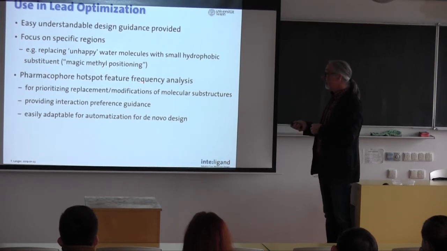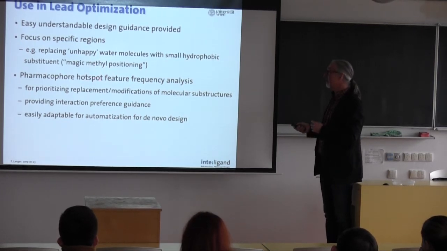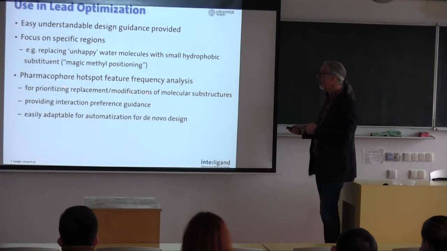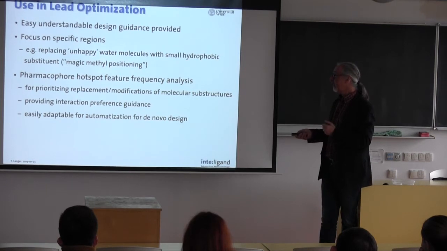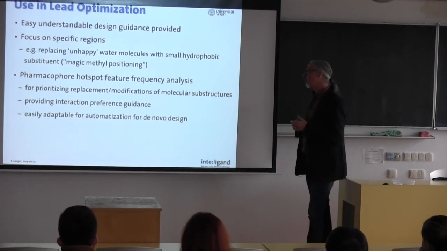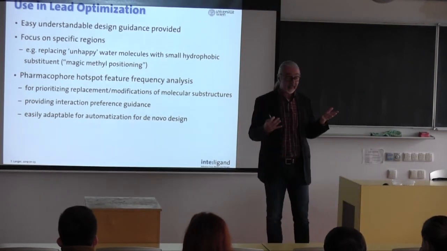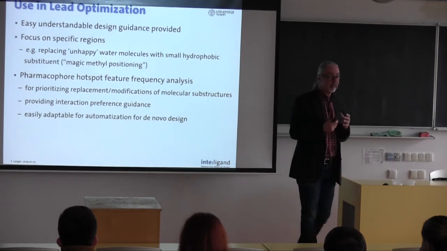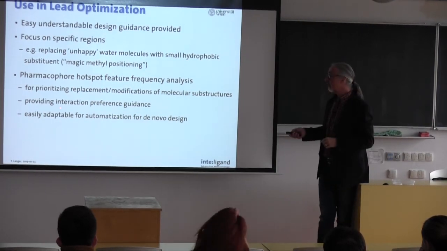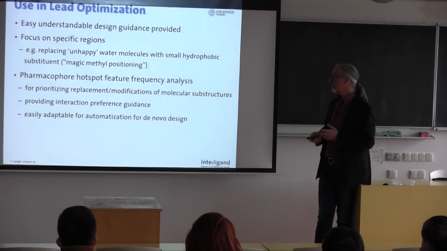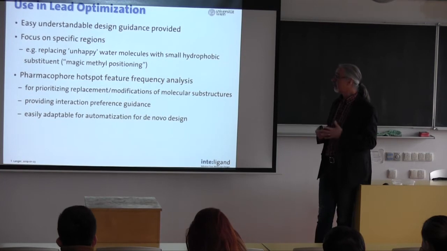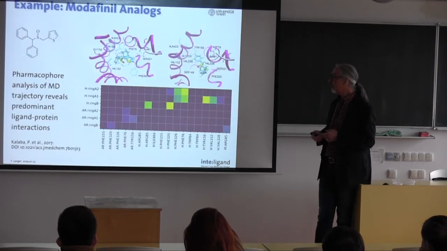So using this pharmacophore hotspot feature analysis, you can really prioritize replacement and modifications of molecular substructures. You can provide interaction preference guidance, and this can also be easily adaptable for automatization of design of molecules, de novo design. And this is also something we are currently working on, using artificial intelligence to create molecules that fit into this dynamic pharmacophore. So it's a lot of things going on at the moment.